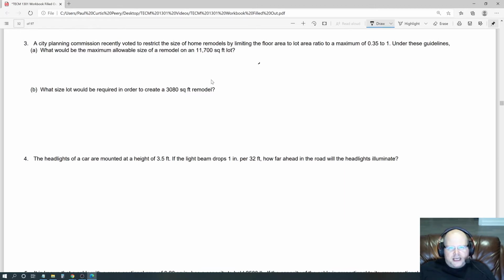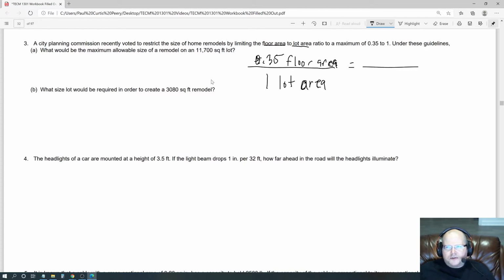Okay, so let's say, first of all, we have the 0.35, and that is the floor area. So we have floor area. All right, on the bottom, we have the lot, 1 lot area. Okay, my handwriting's really bad today. Okay, so we put the floor area on top.